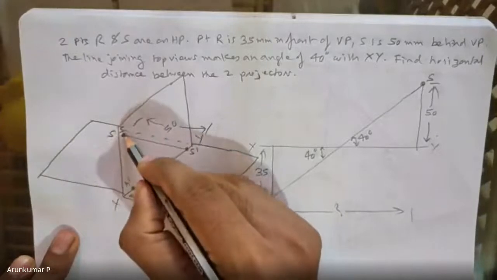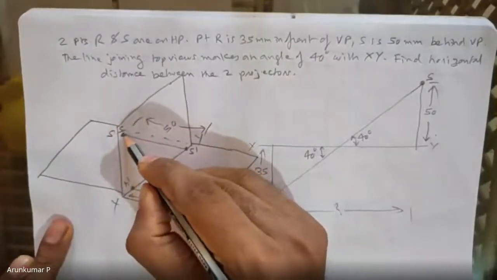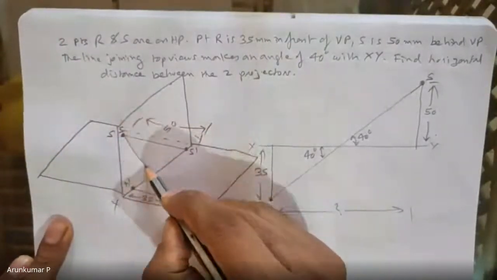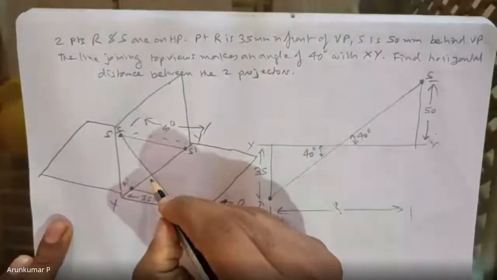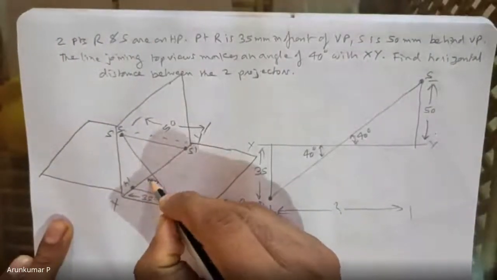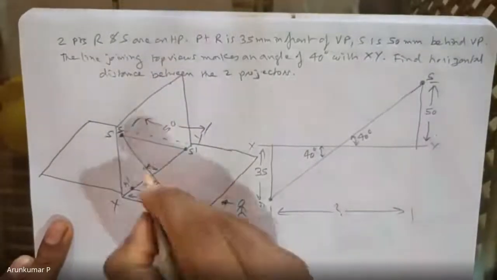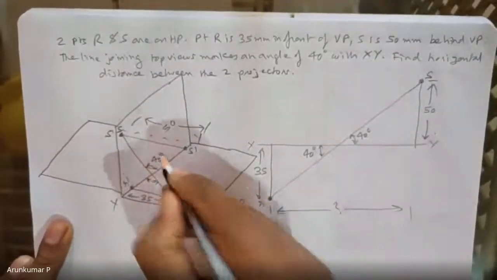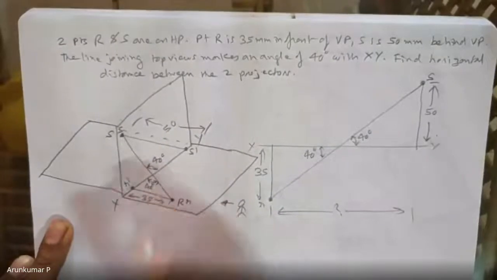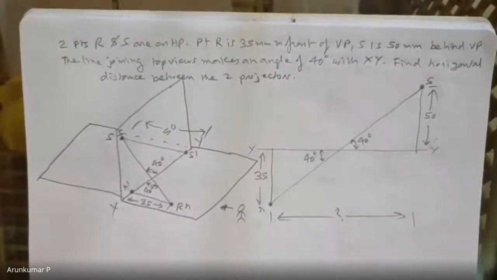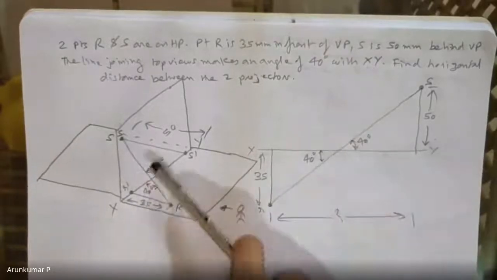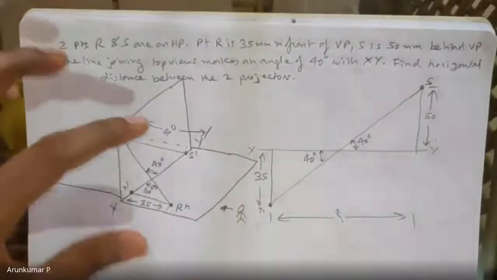What is this line joining R and S? What is this angle? 40 degrees. 40 degrees. This is what is shown. This is 3D, this is 2D.